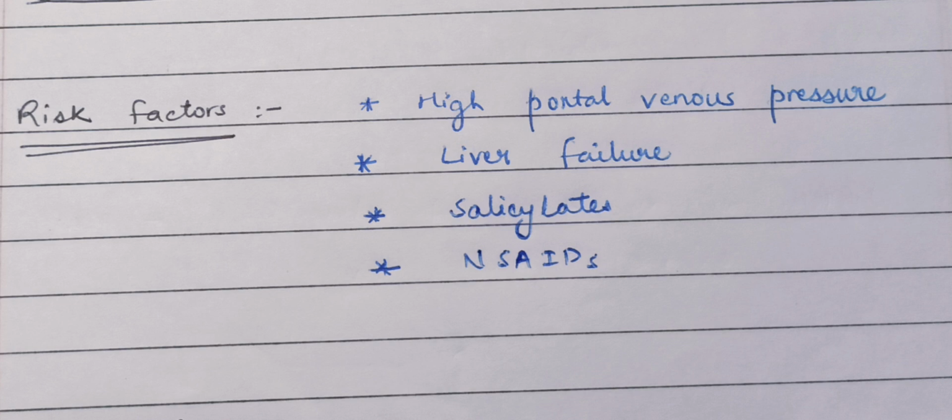What are the predisposing factors? Predisposing factors are increased portal venous pressure, that is portal hypertension, liver failure, then usage of drugs like non-steroidal anti-inflammatory drugs or salicylates, or if the varices are large, then these cases are more prone to having this bleeding from esophageal varices.